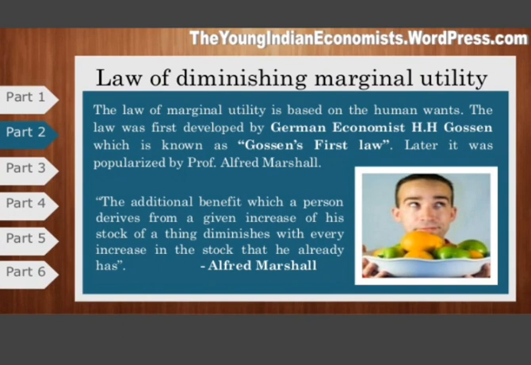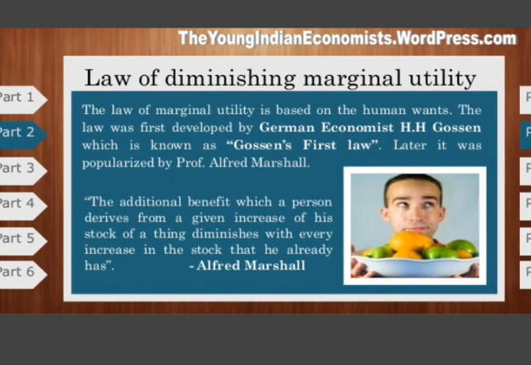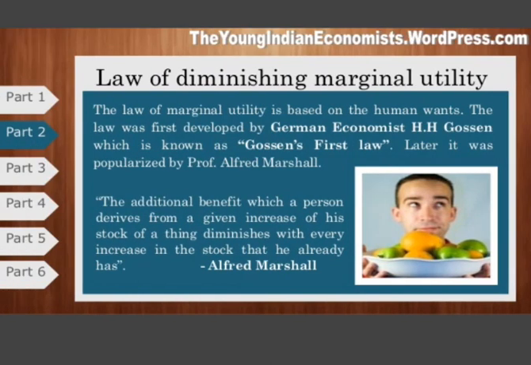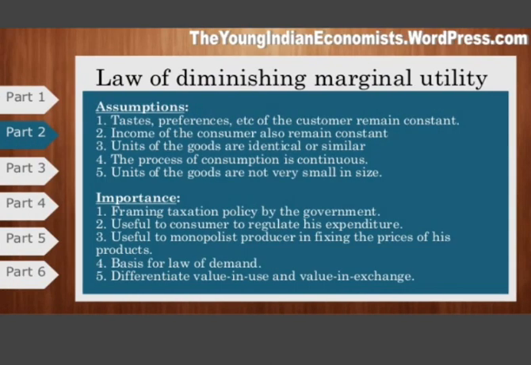Then we move from this law to look at what we call the assumptions of the law. And what are the assumptions of the law? Number one, taste, preference, etc. of the consumer remain constant. So it's assumed that the taste preferences of the consumer are constant. Secondly, that the income of the consumer also remains constant. It does not change. Then thirdly, that the units of the goods are identical or similar. That means consuming the same unit of goods at every point in time.